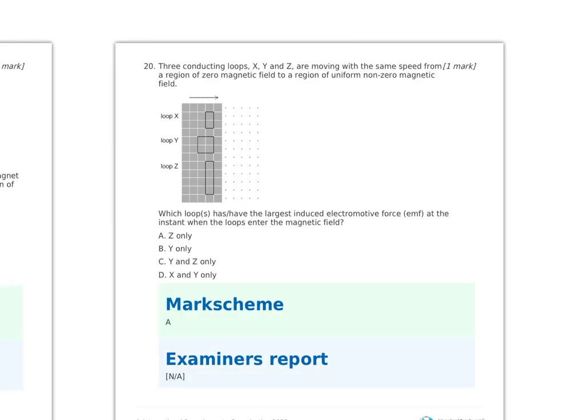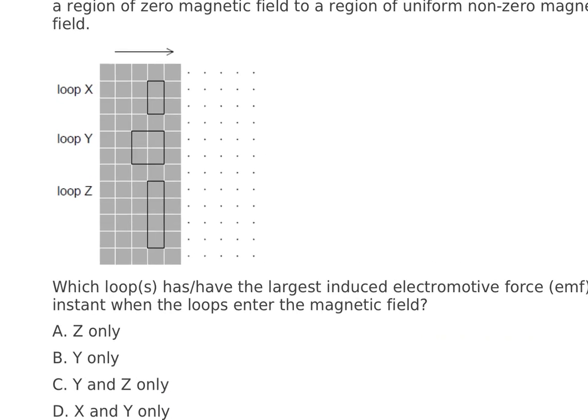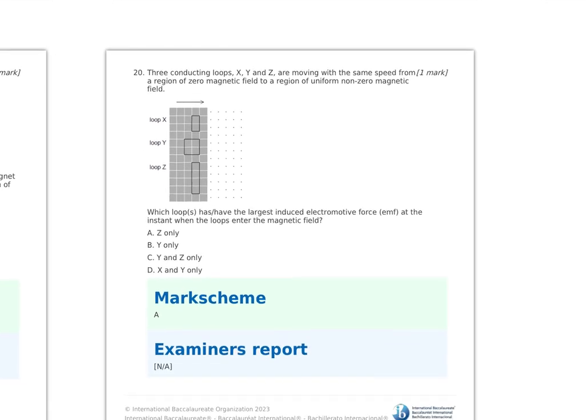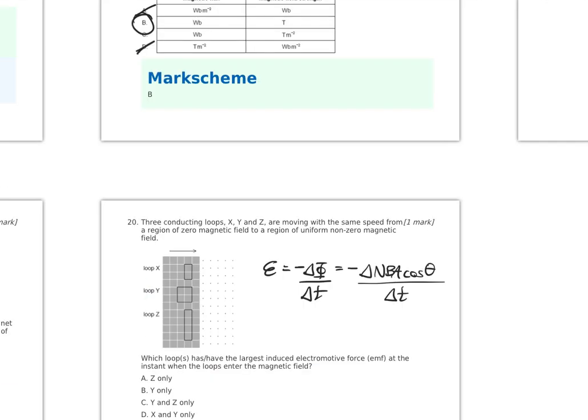And here's the last paper 1 question. So we have 3 conducting loops, and they're moving in a magnetic field that is dots, so that magnetic field is coming up out of the page. All right, so 20 is asking about the EMF that's induced.